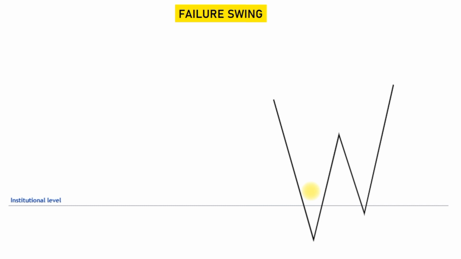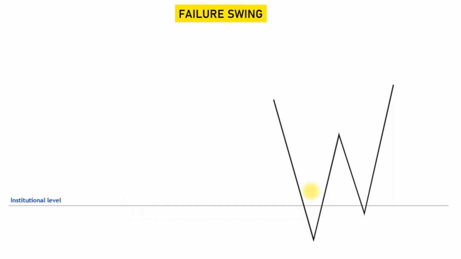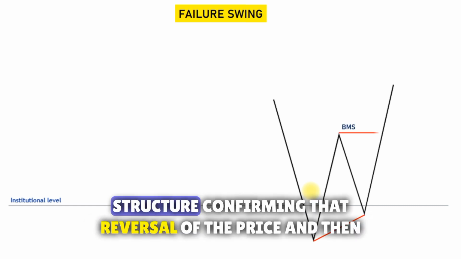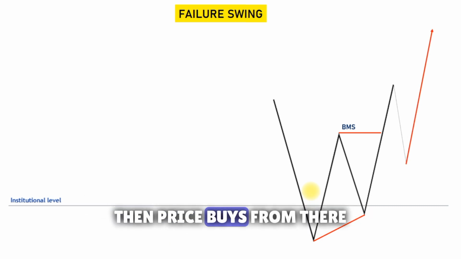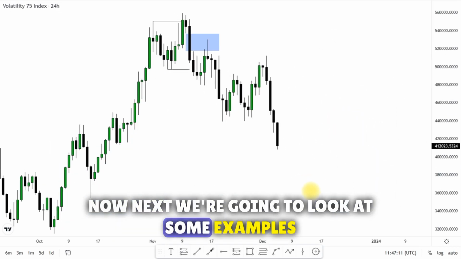For failure swing, price creates a low and a short-term high. Then you have a failure to break that low, and then a break in market structure confirming that reversal in price. And then you have a retracement down to discount, and then price buys from there. Now, next we're going to look at some examples.